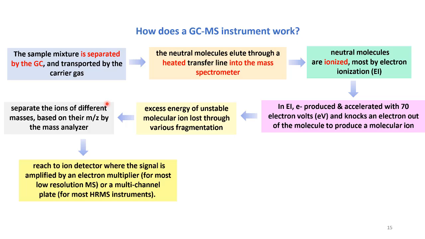So how does a GCMS instrument work? A sample mixture is separated by the GC and transported by the carrier gas. Then the neutral molecules elute through a heated transfer line into the mass spectrometer. Then the neutral molecules are ionized, mostly by electron ionization. In electron ionization, electrons are produced and accelerated with 70 electron volts and knock an electron out of the molecule to produce a molecular ion. This excess energy of the unstable molecular ion is lost through various fragmentation, and then the ions of different masses are separated based on their mass to charge ratio by the mass analyzer. Then this reaches the ion detector, where the signal is amplified by an electron multiplier for most low resolution instruments, and a multi-channel plate for most high resolution instruments. So that is how the GCMS instrument works.